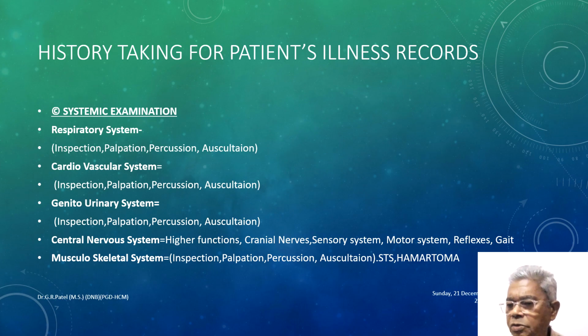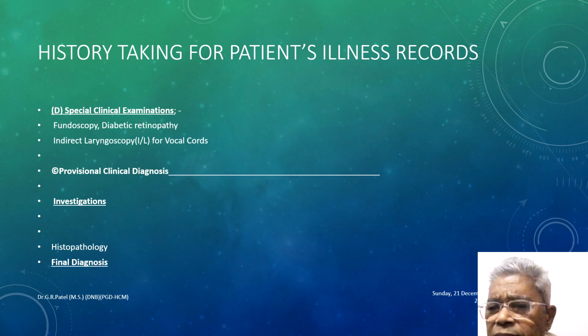Say, for example, soft tissue sarcoma, hematoma, one must look for. There might be aneurysm, arteriovenous fistula, there might be audible sounds. So they must be auscultated for in case of soft tissue sarcoma.